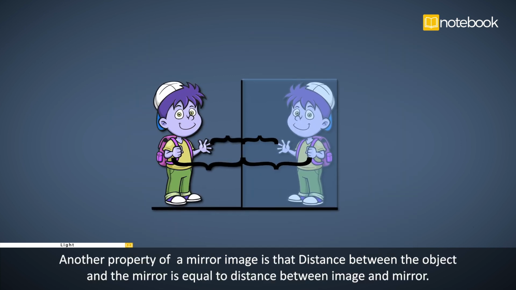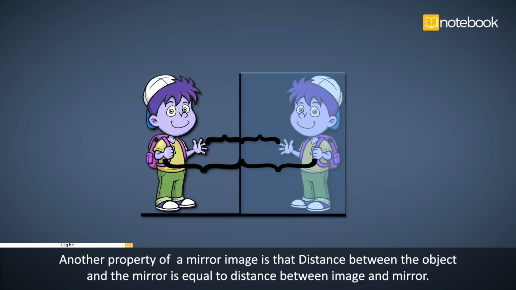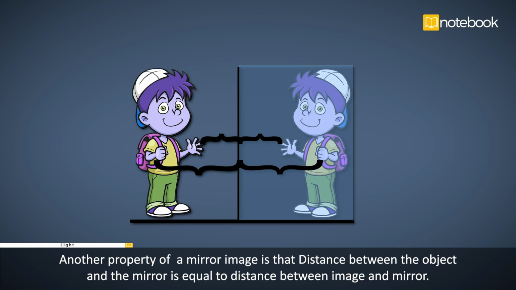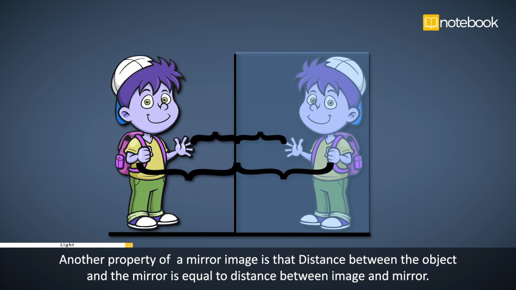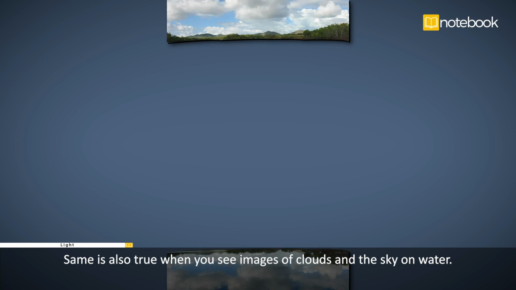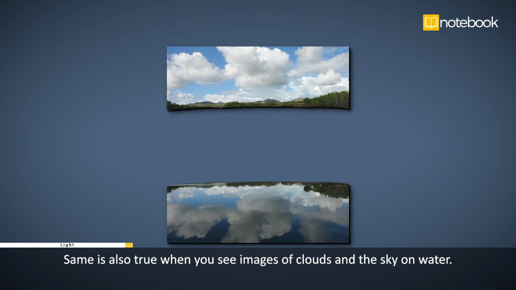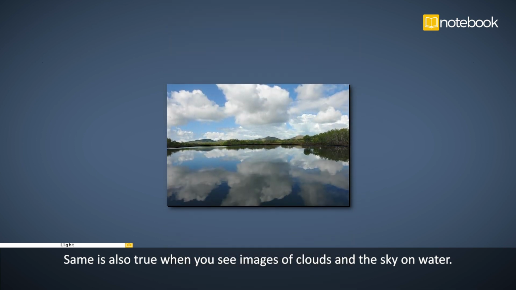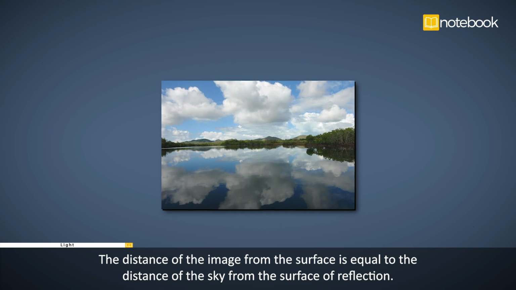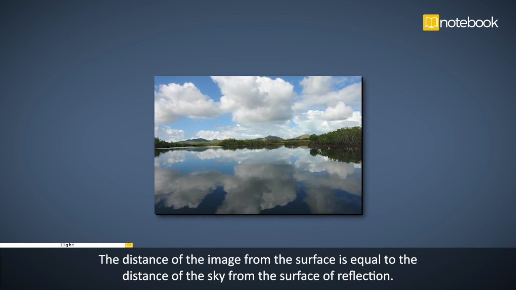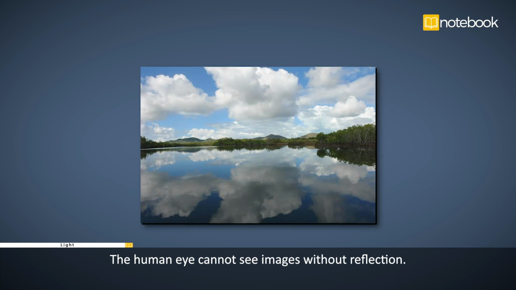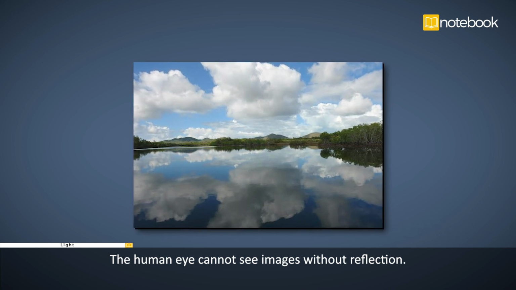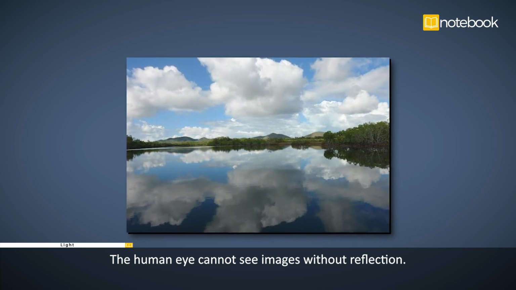Another property of a mirror image is that the distance between the object and the mirror is equal to the distance between the image and the mirror. The same is also true when you see images of clouds and the sky on water. The distance of the image from the surface is equal to the distance of the sky from the surface of reflection. The human eye cannot see images without reflection.